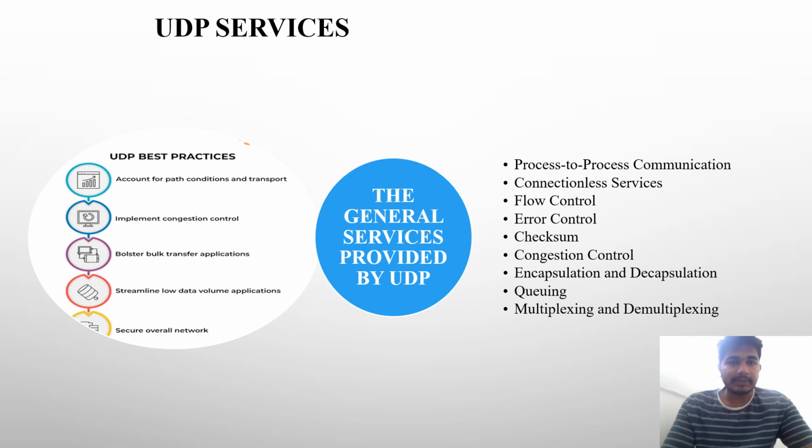The UDP best practices: account for path conditions and transport, implement congestion control, bolster bulk transfer applications, streamline low data volume applications, secure overall network. The general services provided by UDP are process to process communication, connectionless service, flow control, error control, checksum, congestion control, and again encapsulation and decapsulation, queuing, multiplexing and demultiplexing.